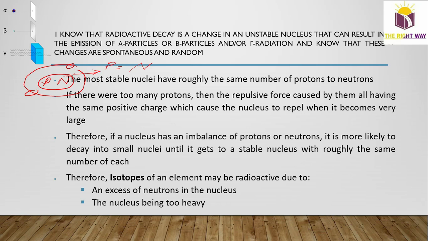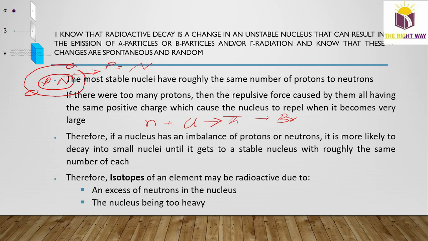Therefore, if a nucleus has an imbalance of protons and neutrons, it is more likely to decay into smaller nuclei until it gets to a stable nucleus with roughly the same number of each. We have seen that when uranium decays, it forms thorium and barium. But this decay is not a radioactive decay, because we have bombarded uranium with a nucleus. If uranium on its own decays, giving an alpha particle, beta particle or gamma radiation, then that would be a radioactive decay. When a nucleus does not have an equal number of protons and neutrons, it breaks down into smaller nuclei to get a stable nucleus with roughly the same number of protons and neutrons.